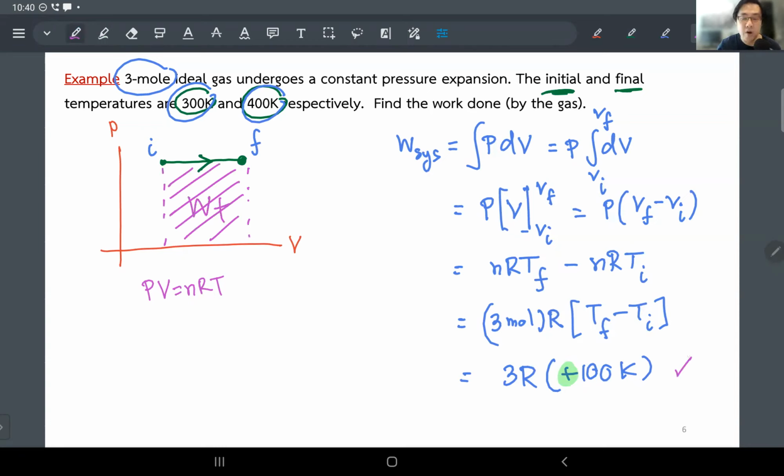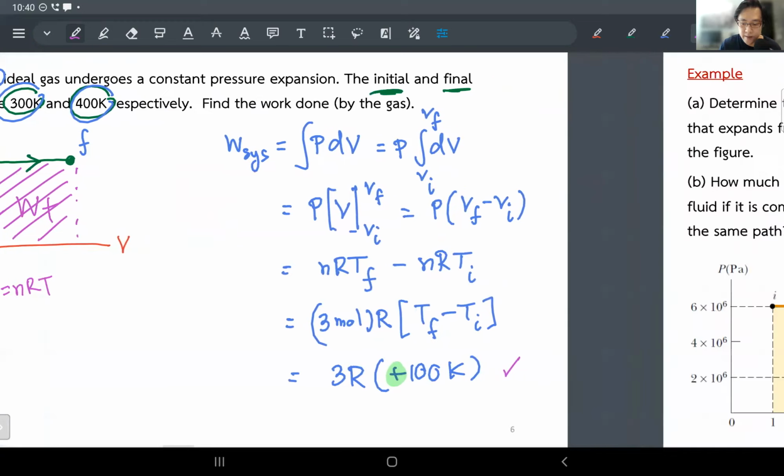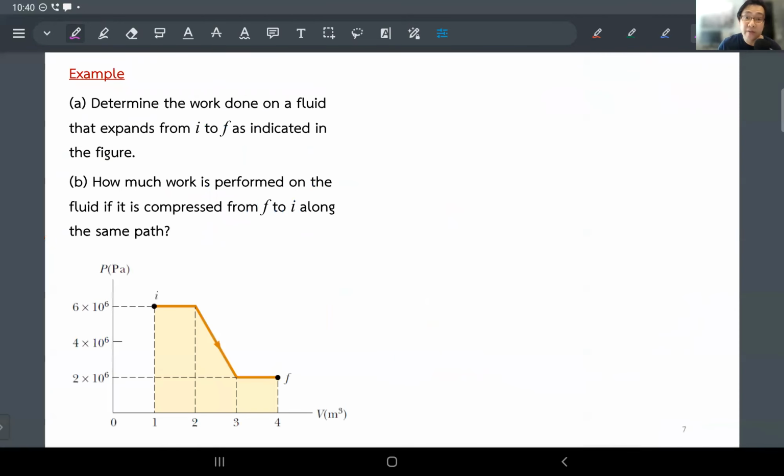So far, so good. Getting on to the more challenging question. Try this one, guys. So now the path could be more complex. It's not just a straight horizontal line anymore. From this example, determine the work done on a fluid. Here we go. Be careful here. Work done on. Okay. All right. And that expands from I to F as indicated in the figure. That's part A. Part B, how much work is performed on the fluid if it's compressed from F back to I along the same path?